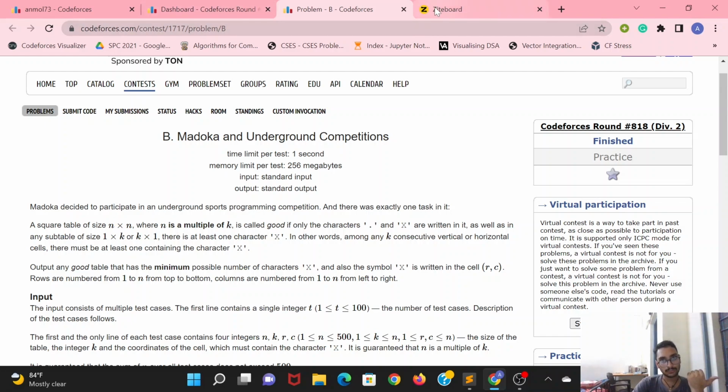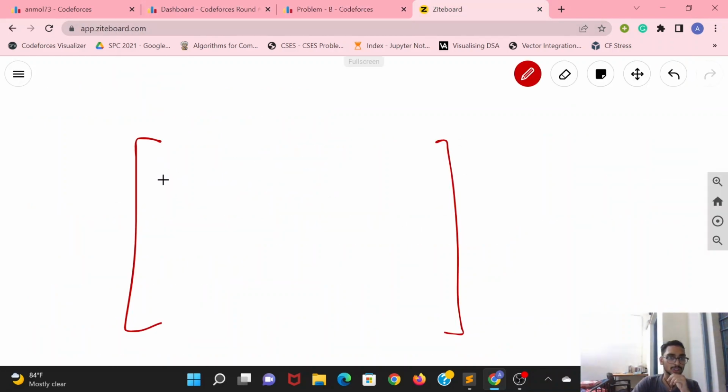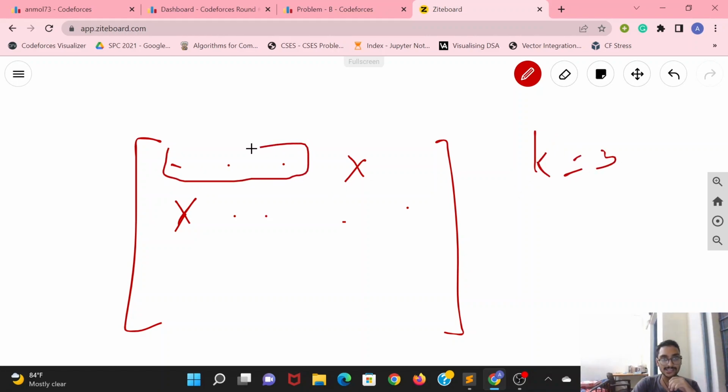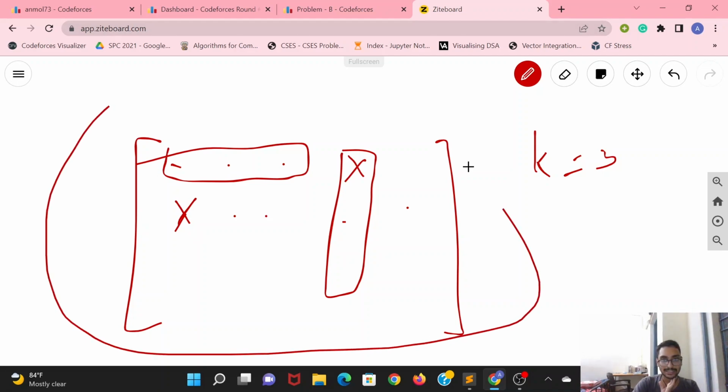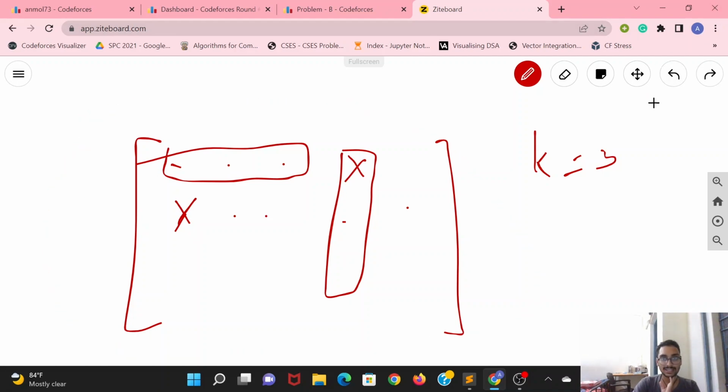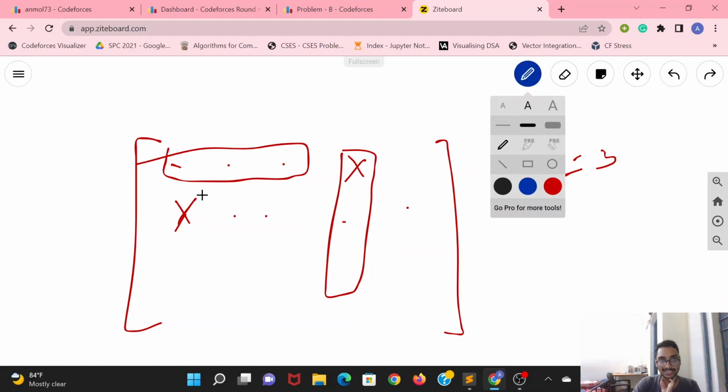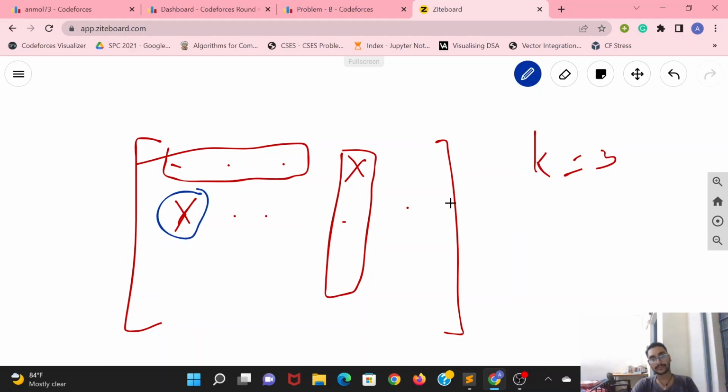Okay, so what this says is that, suppose you put some arrangement of things. Suppose I put dot dot dot x, x dot, some arrangement of dots and x's. Now suppose my k equals say 3. So any 1 by 3 rectangle I take, this might be like this, or this might be like this. Anything, any 1 by 3 rectangle in this whole matrix I take must contain at least one x.